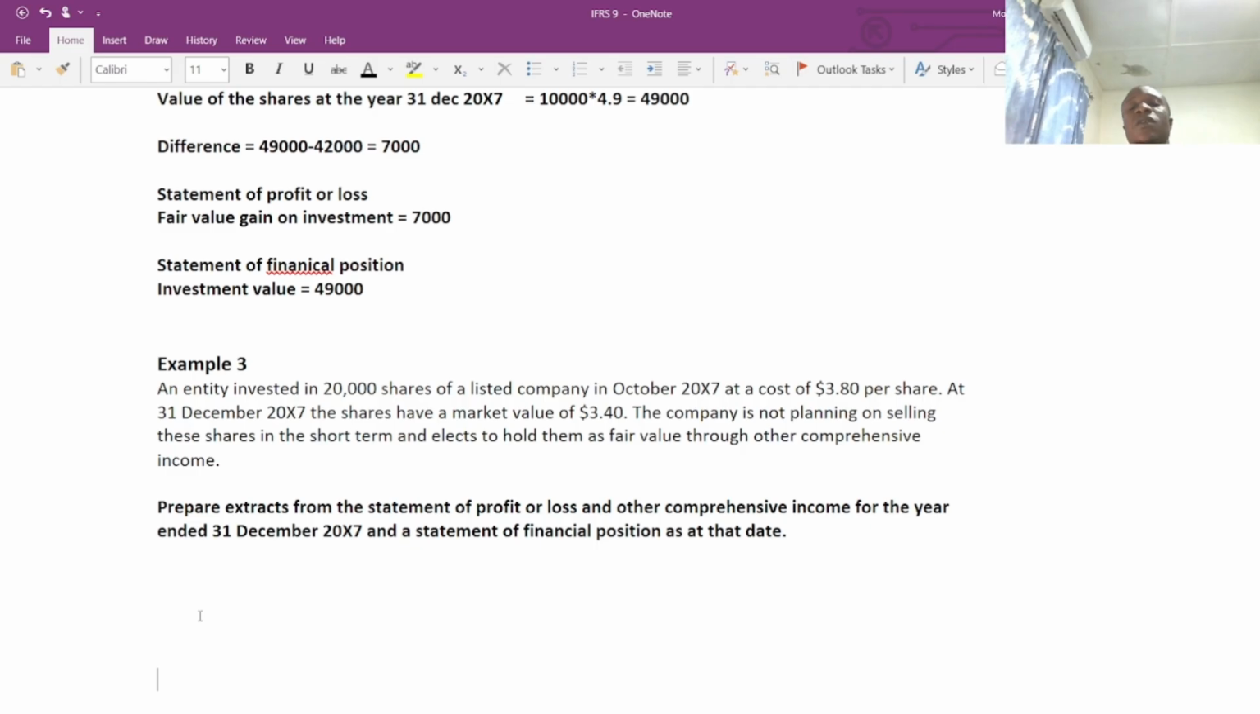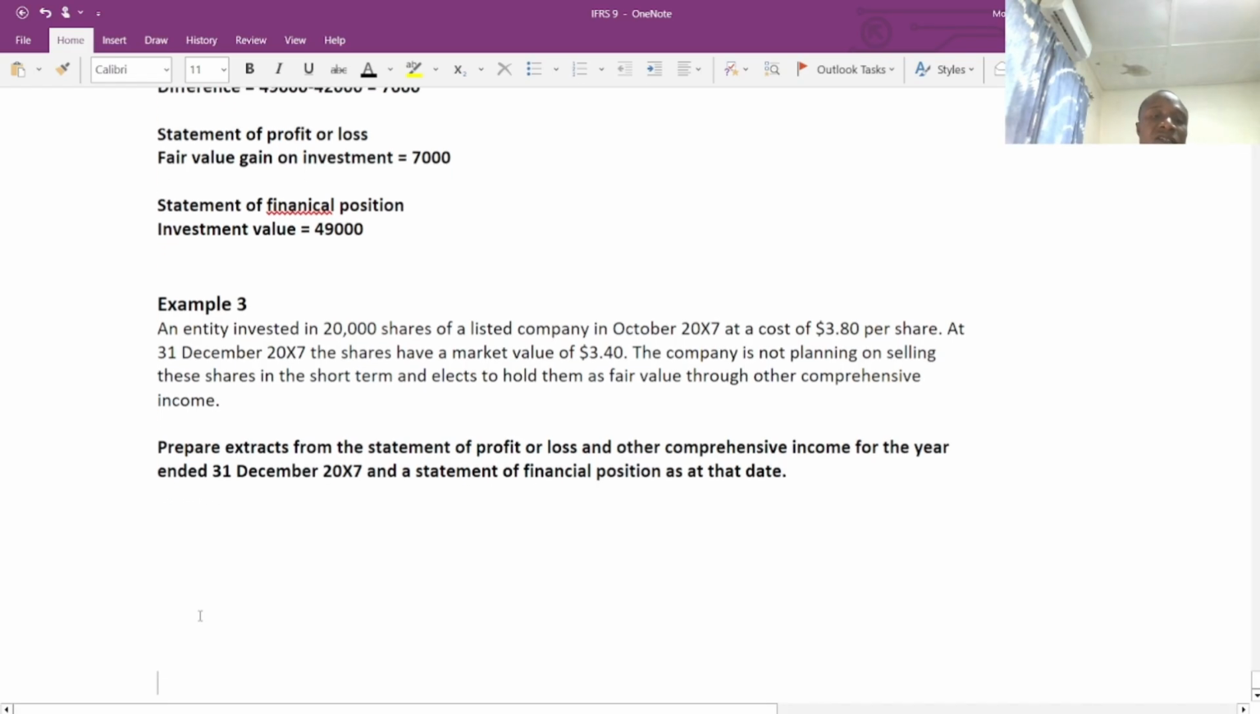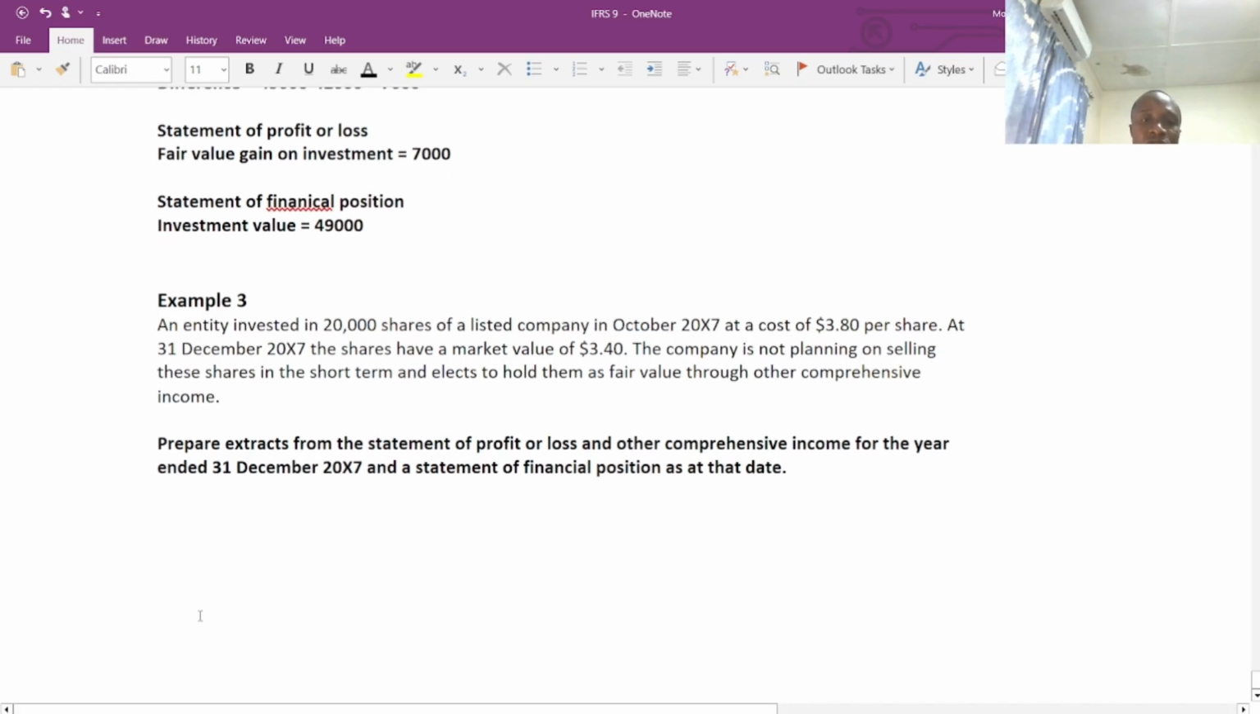So the difference will be 0.4 multiplied by 20,000 shares to give us the loss, or we can take 3.8 multiplied by 20,000 and 3.4 multiplied by 20,000. The difference between the two totals will be the loss that we recognize, and the closing value that we show in the statement of financial position as an investment asset is 3.4 multiplied by the 20,000 shares. So for financial assets, this is all we are going to cover for today.